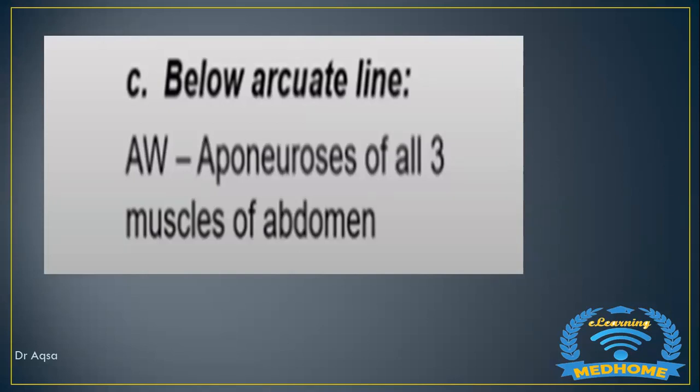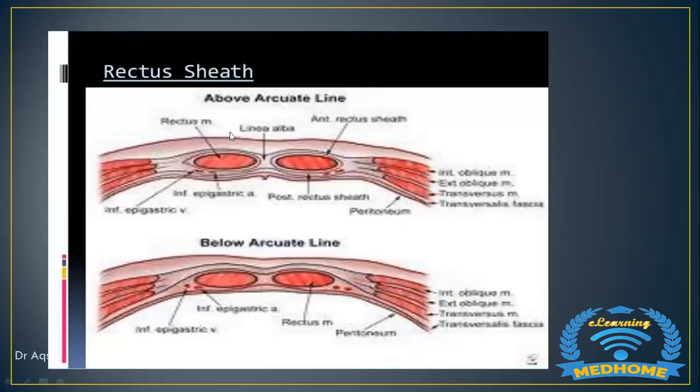So if you look at this drawing here with me, we are going to talk about above the arcuate line and below the arcuate line. Above the arcuate line, we can see the external oblique muscle and the internal oblique muscle, they are all going through it. But posteriorly, the rectus sheath becomes deficient here. Now, when we talk about below the arcuate line, you can see all the muscles present: internal oblique, external oblique, transversus abdominis, all the muscles are there. But when we talk about the posterior part of the rectus sheath, again, it is deficient here.